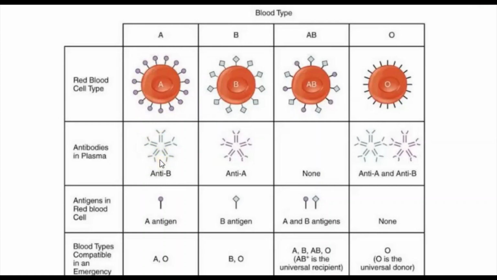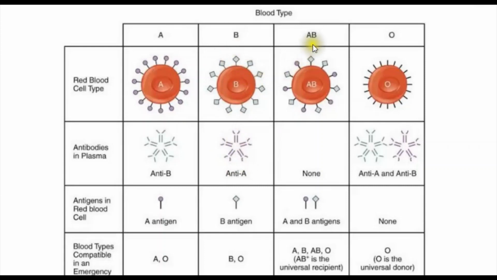Then the second blood type, that is B group individuals. In B group individuals, antigen B is present on the surface of RBC. So now you see the difference: here antigen B is present on the surface of the RBC, and in the blood plasma, antibody A is present.